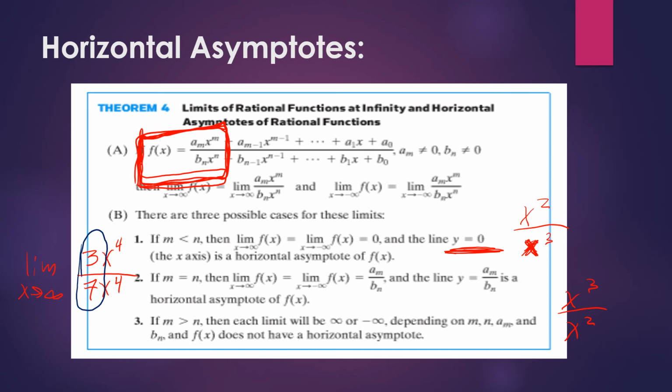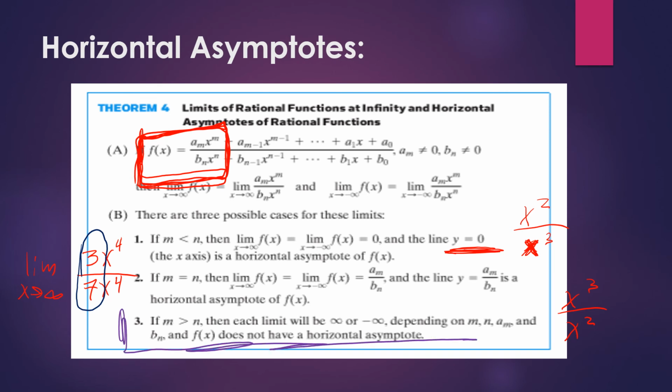So in case 1, denominator bigger than numerator, horizontal asymptote 0. If the degrees are equal, we're going to get the ratio of the coefficients. And then number 3, if the numerator is greater than the denominator, this is where we're going to get infinity or negative infinity depending on the coefficients. And then it's here in case 3.